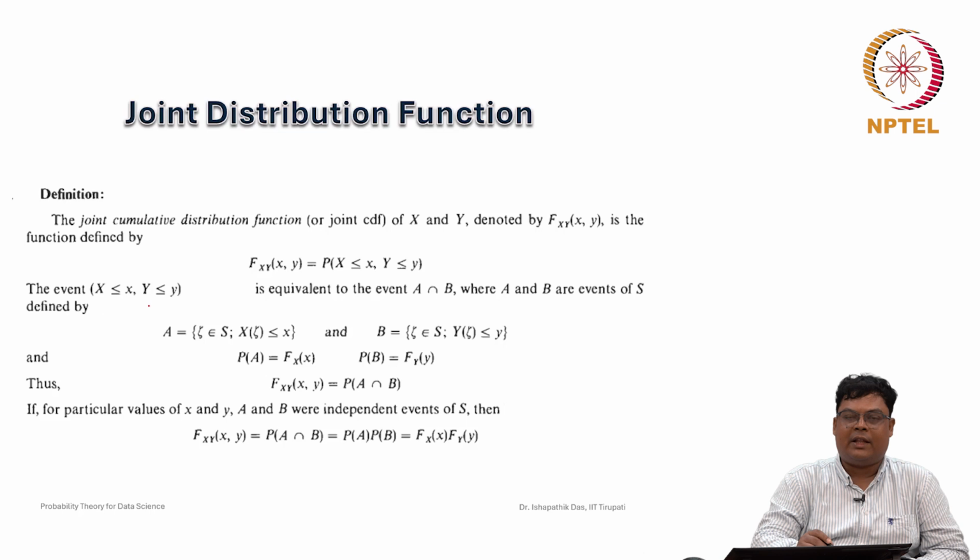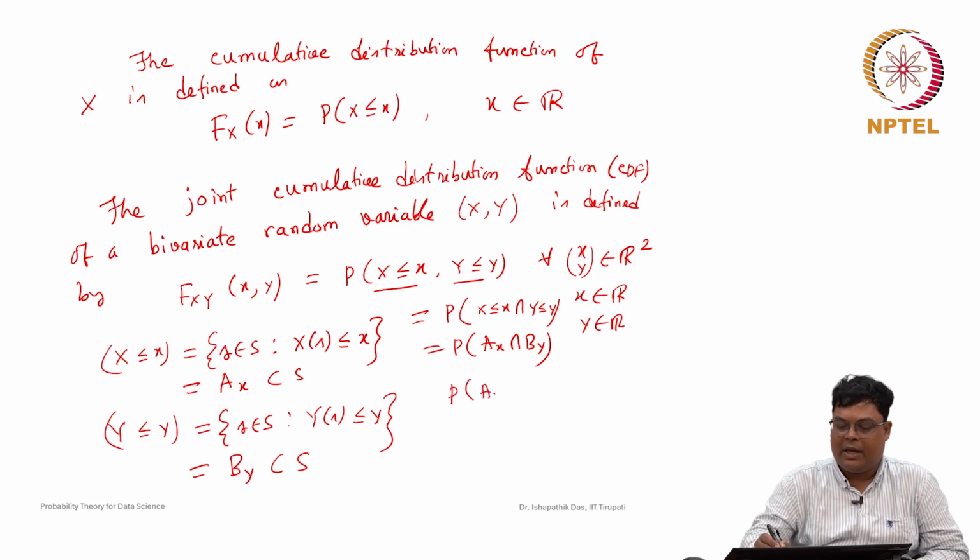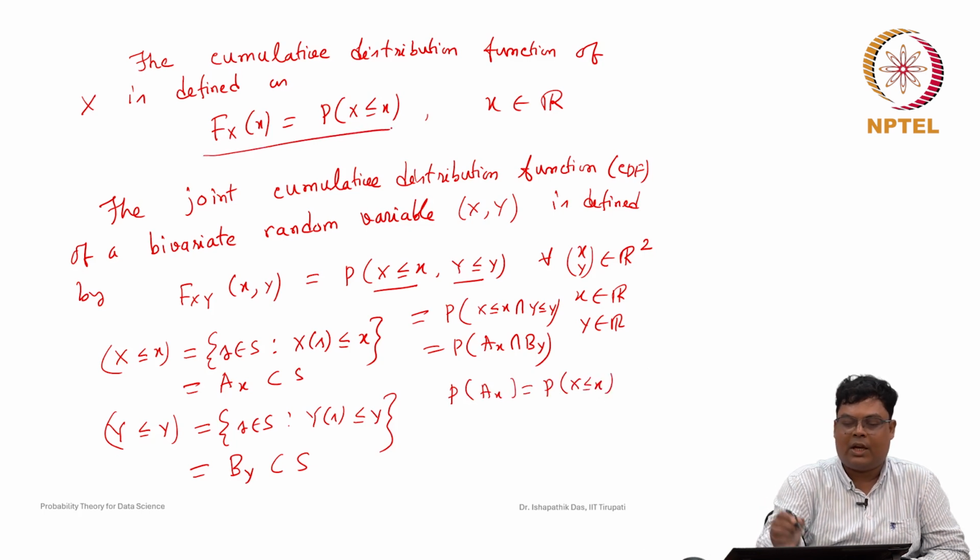Now, the event X less than or equal to x, Y less than or equal to y is equivalent to the event A intersection B, which I just denoted this way because it depends upon x and y, where A and B are events in S defined by all zeta belonging to S such that X of zeta is less than or equal to x, and B is all zeta belonging to S such that Y of zeta is less than or equal to y. We have already defined this. So this is A_x, this is B_y. Then what is the probability of A_x? The probability of A_x is nothing but the probability that X is less than or equal to x. We have already used this notation; this is nothing but the cumulative distribution function of X.